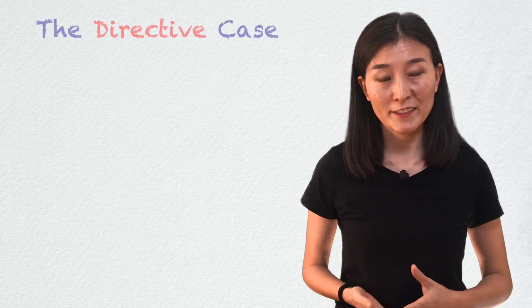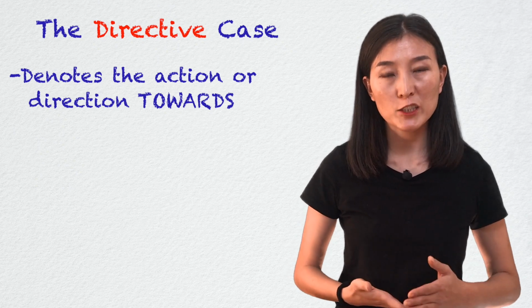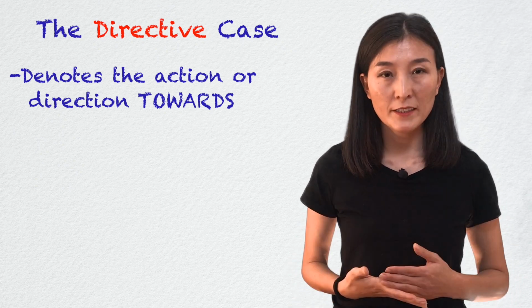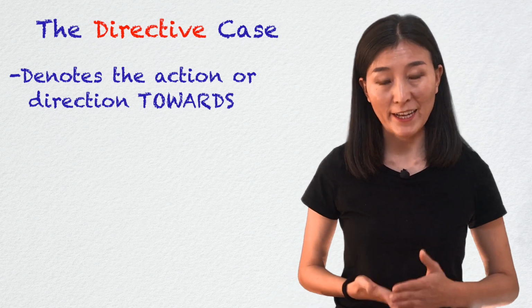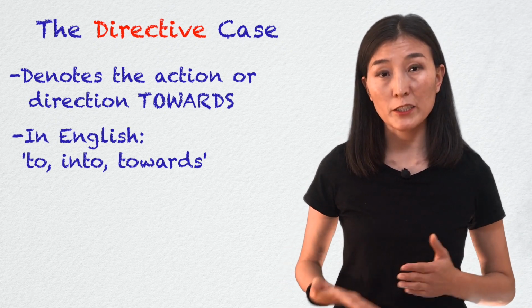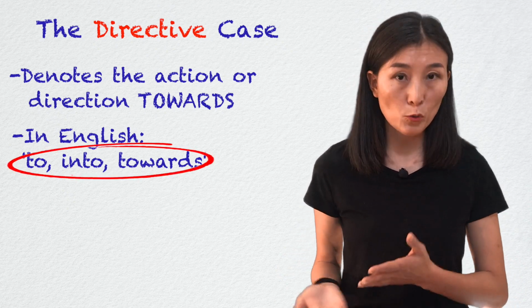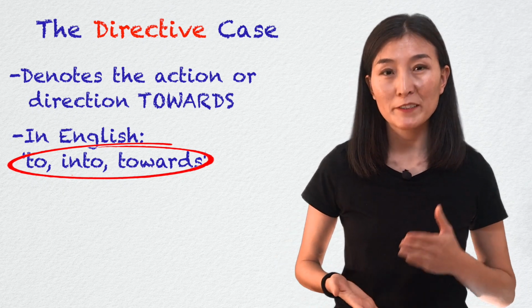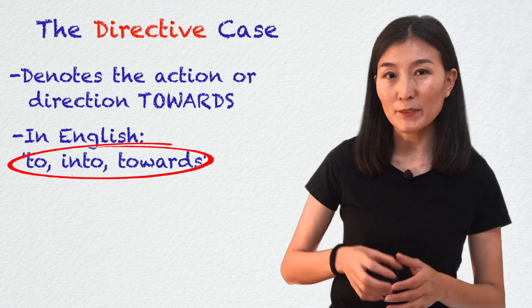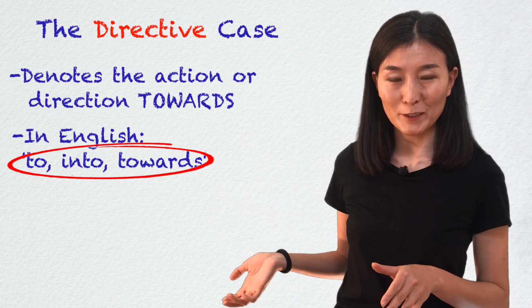The last case we are talking about today is the directive case. The directive case denotes the action or direction towards. Just like it sounds, direction and directive. So you can remember it like that. It is often translated into English as to, into, or towards. So this is always a forward direction. Do you remember the case we use when something is coming away from something else? Let me know in the comments below.